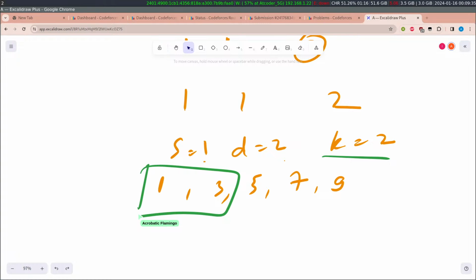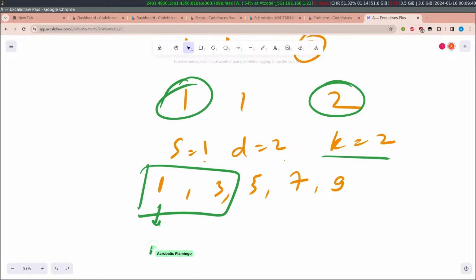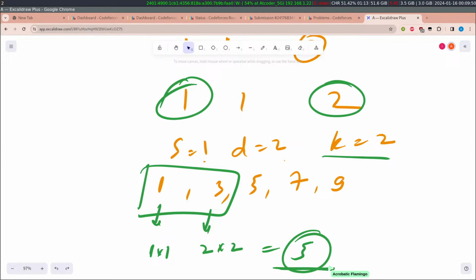After we look at the values at indices 1 and 3, it would be 1 and it would be 2. We multiply the first number by 1, the second number by 2, and take their sum, 5. So the answer in this case is 5. That was the main idea for this.